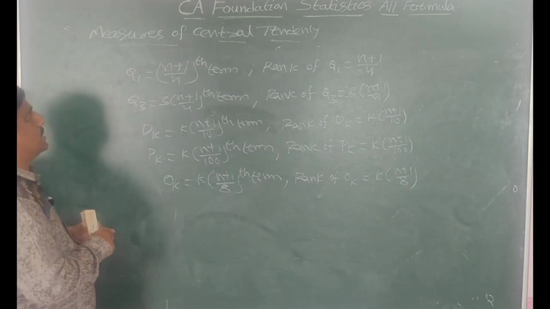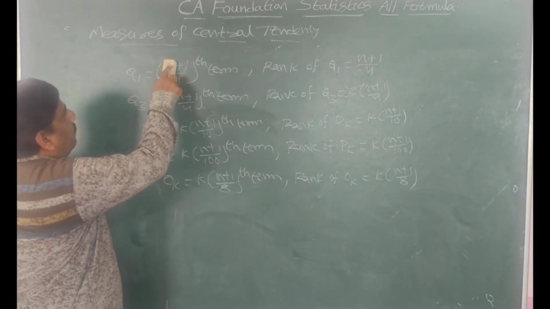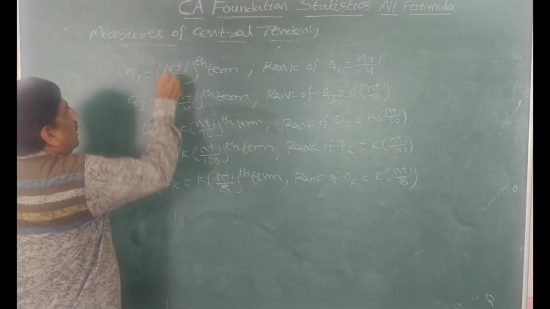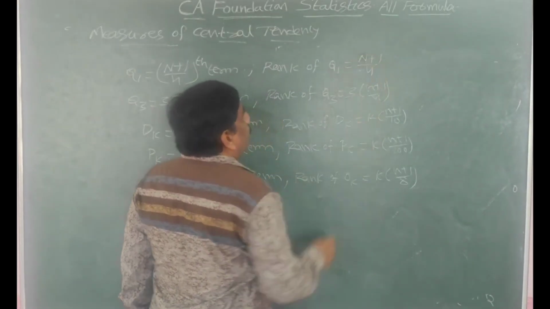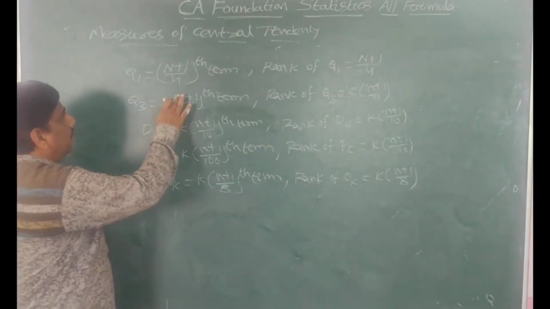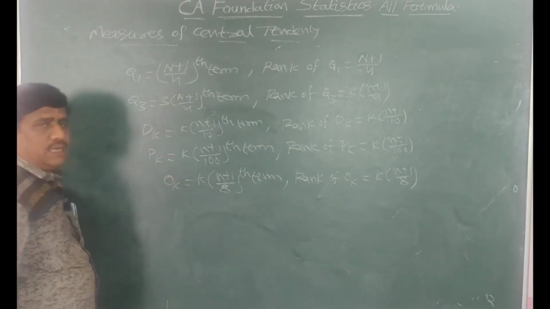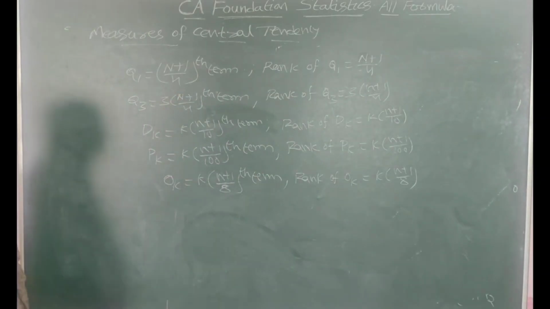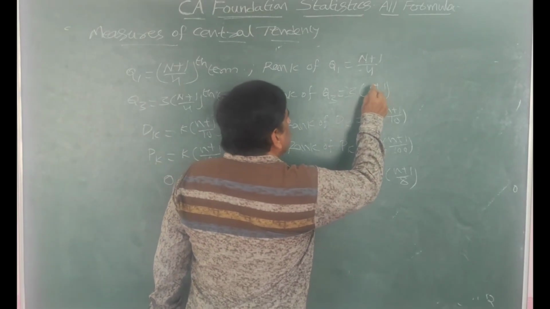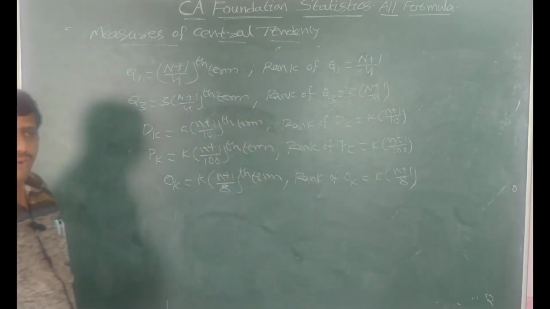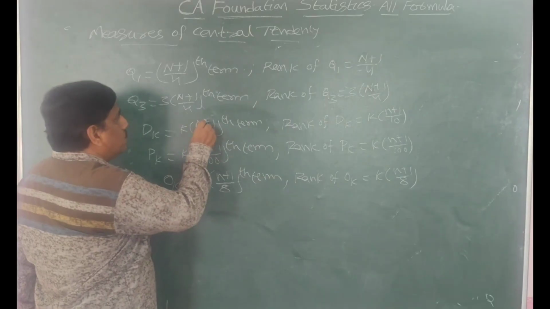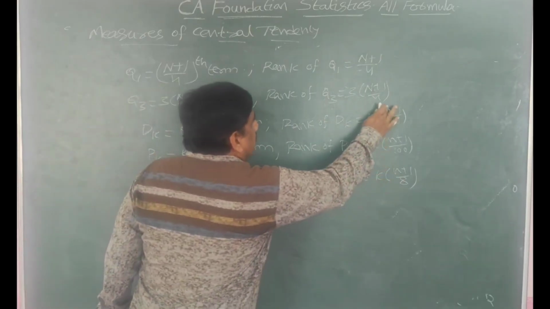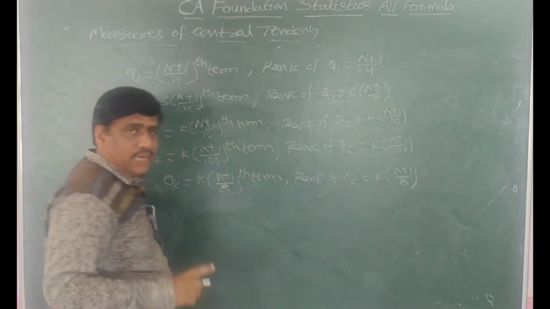Coming to discrete series, what will be the Q1 formula? First quartile, the (capital N plus 1) by 4th term, and if it is rank, (N plus 1) by 4 is the rank. The third quartile, Q3, in the case of discrete series, is the 3 into (N plus 1) by 4th term, and if it is rank, just 3 into (N plus 1) by 4. The kth decile is the k into (N plus 1) by 10th term, and if it is rank, k into (N plus 1) by 10, where k is 1 up to 9.